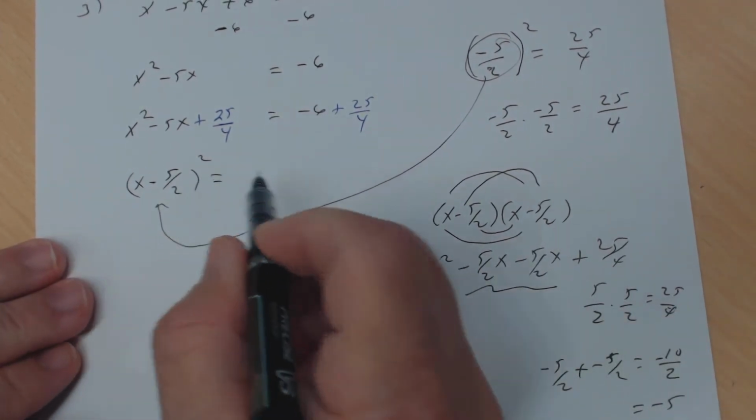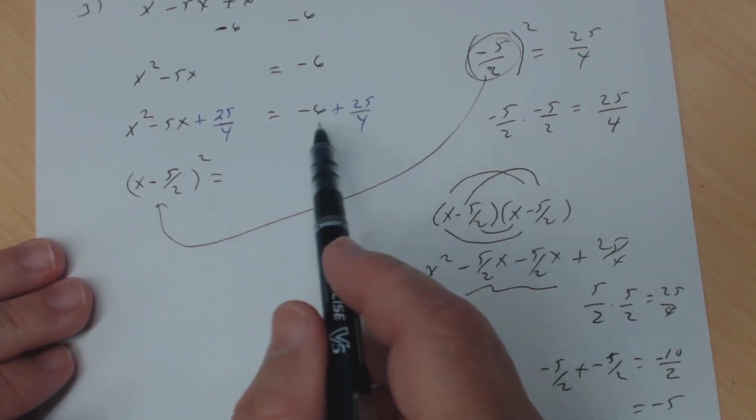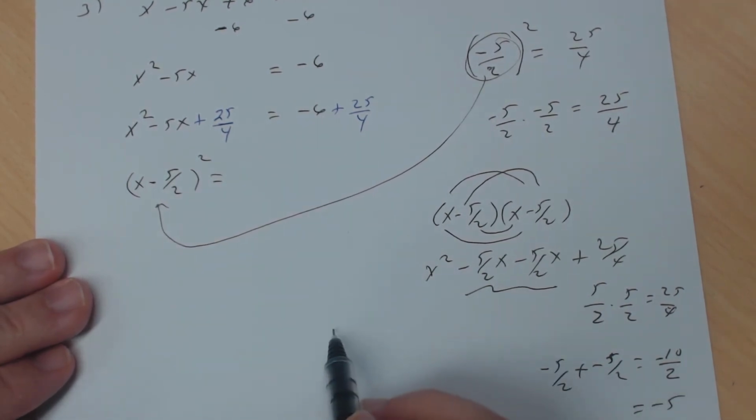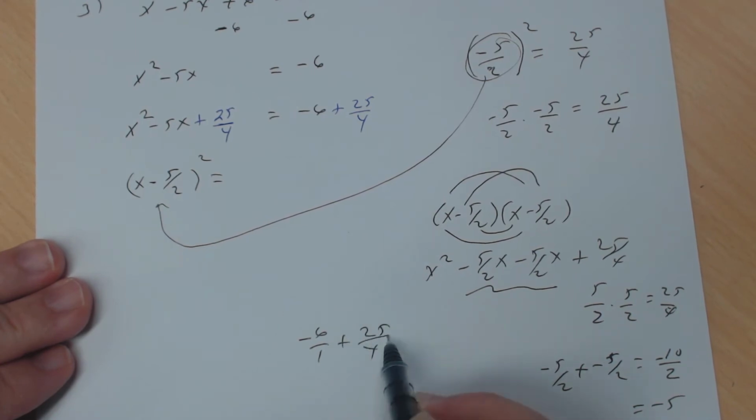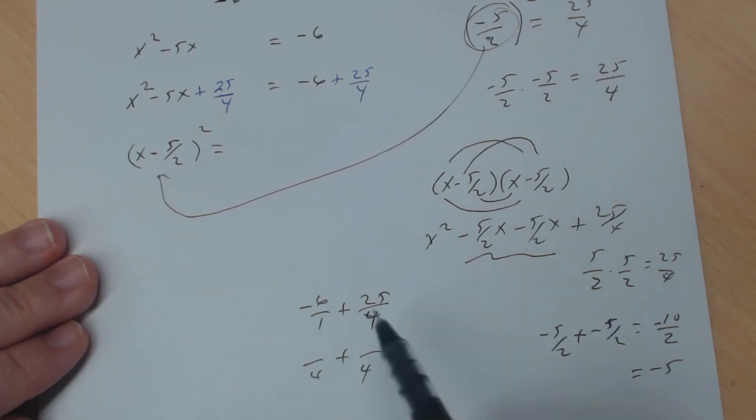All right, and that's going to equal. Now, if you need to use your calculator, use your calculator. But let's review something from a previous course: how to add fractions. Notice I have negative 6 over 1 plus 25 over 4, and the LCD is 4. So I'm going to write two equivalent fractions with 4 as the denominator. Negative 6 over 1 is equivalent to what fraction that has a denominator of 4?